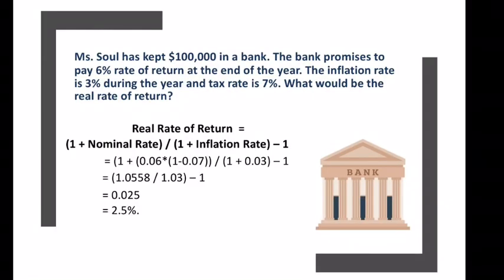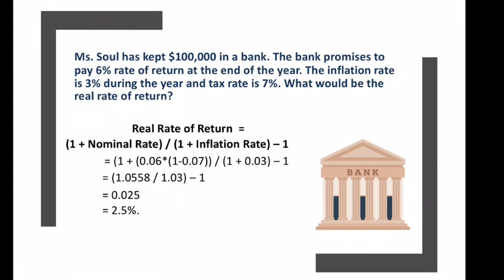For example, Miss So has kept 100,000 in a bank. The bank promised to pay a 6% rate of return at the end of the year. The inflation rate is 3% during the year and the tax rate is 7%. What would be the real rate of return?